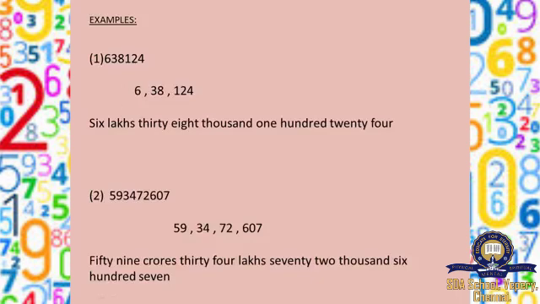Examples. 638124. After ones period we are inserting a comma, and after thousands period we are inserting a comma. So the number will be read as 638,124.